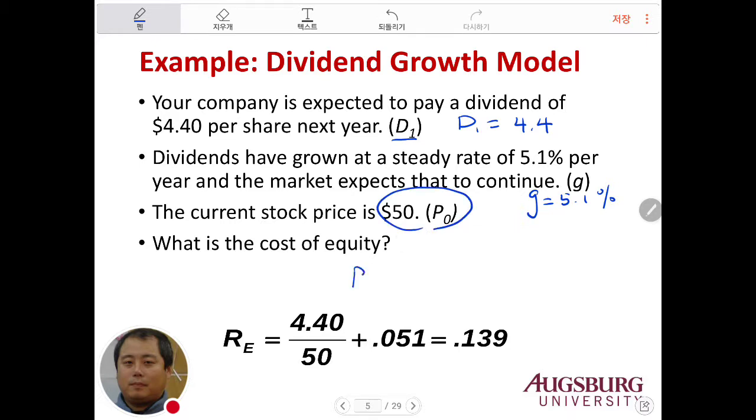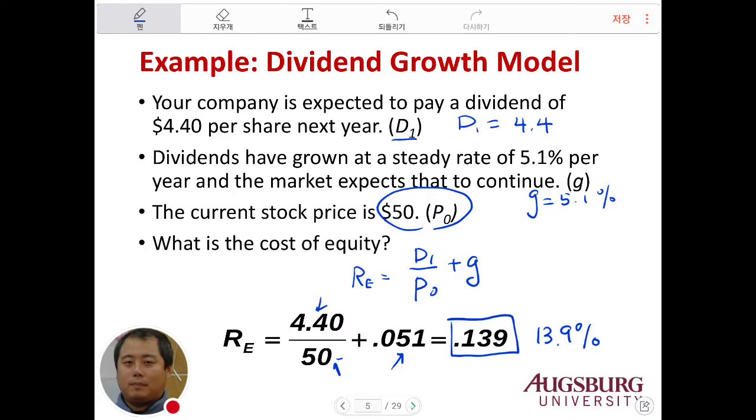So we just use the cost of equity equals D1 divided by P0 plus the growth rate, and D1 is 4.40, P0 is 50, and the growth rate is 5.1%. If you calculate this, it's going to be 13.9%. So that's how to use the dividend growth model to calculate the cost of equity.